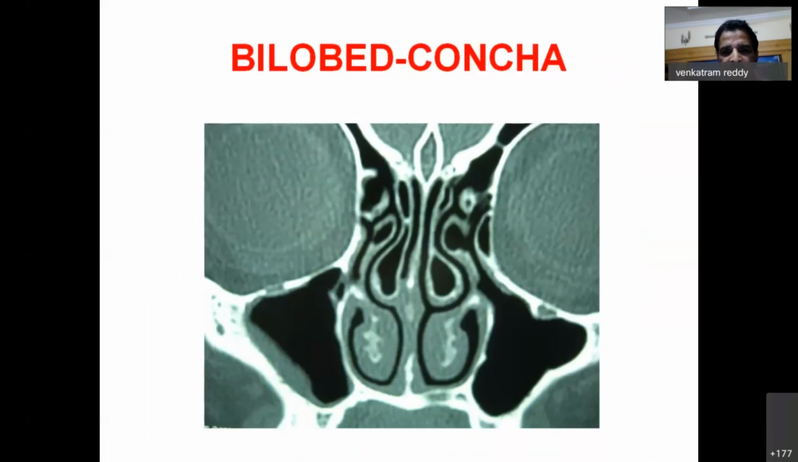Now, there is a bilobed concha here. You can see the middle turbinate has a bilobed concha. If you want to excise this and create a space for any sinus surgery or ostiomeatal work, you may have to break here while preserving the attachment to the skull base so that it is not violated. So you can take this out completely, or you can partially open it as well.